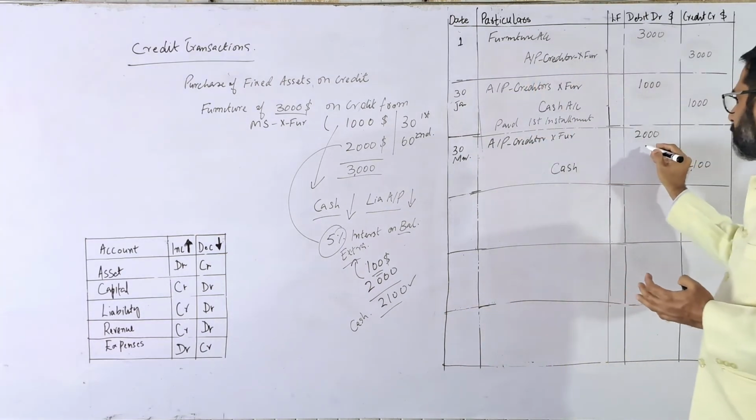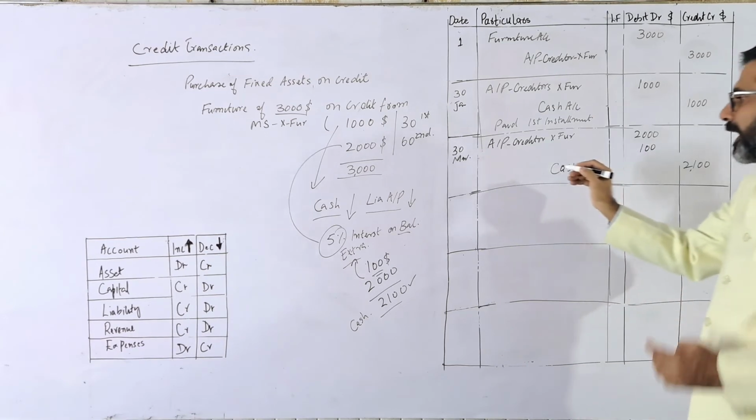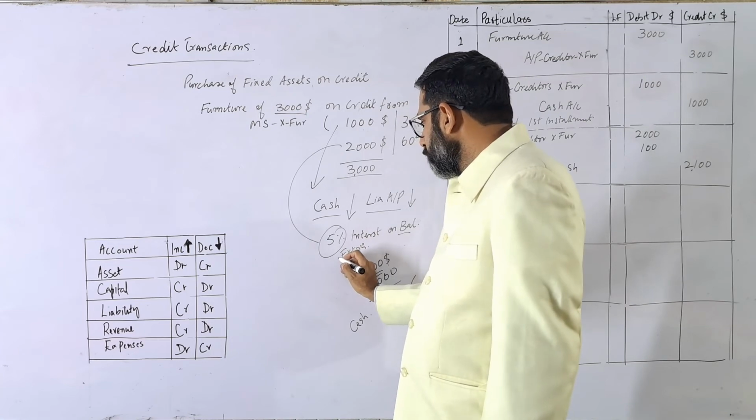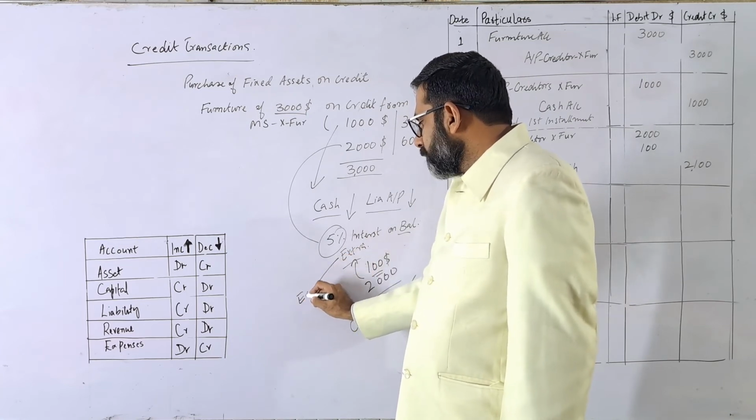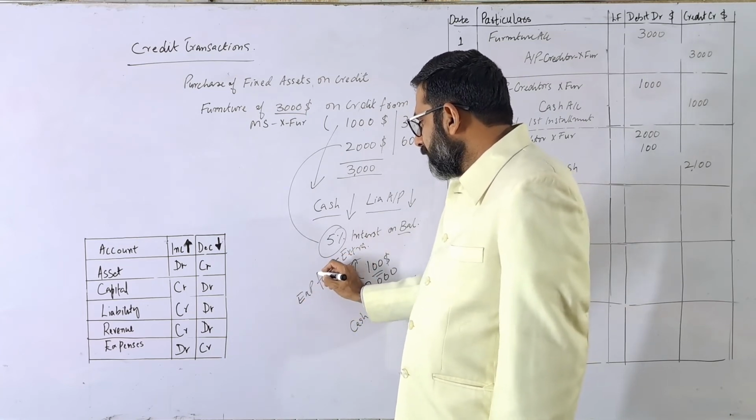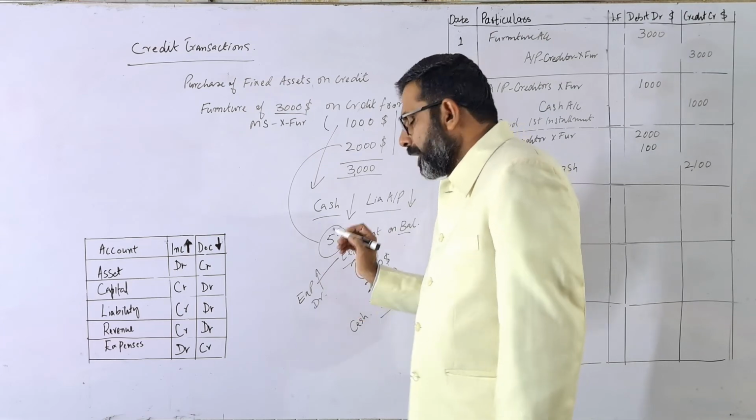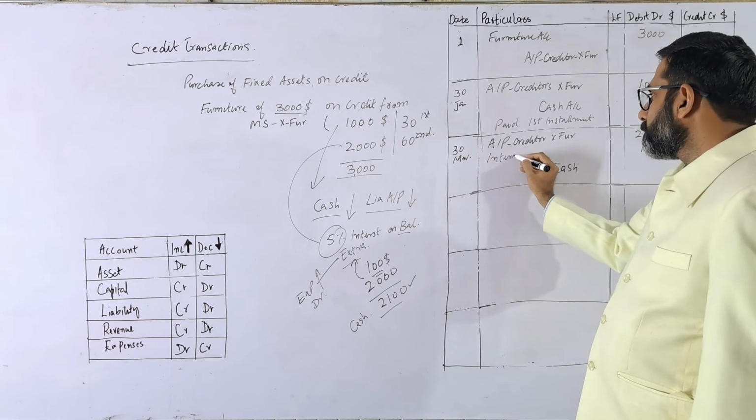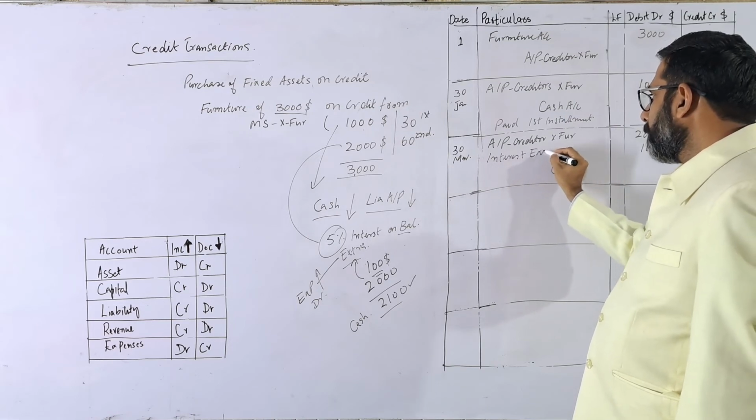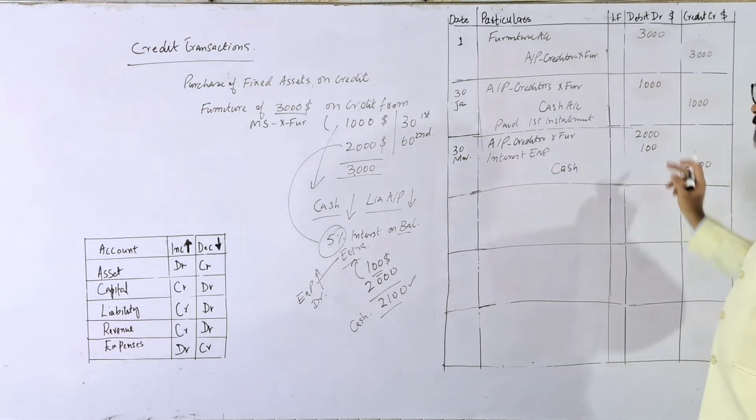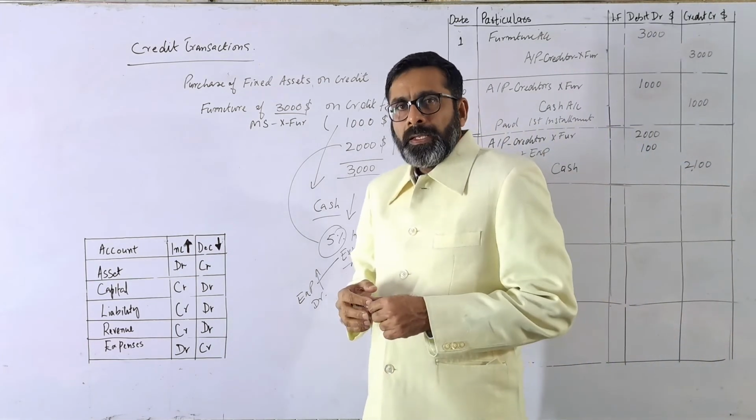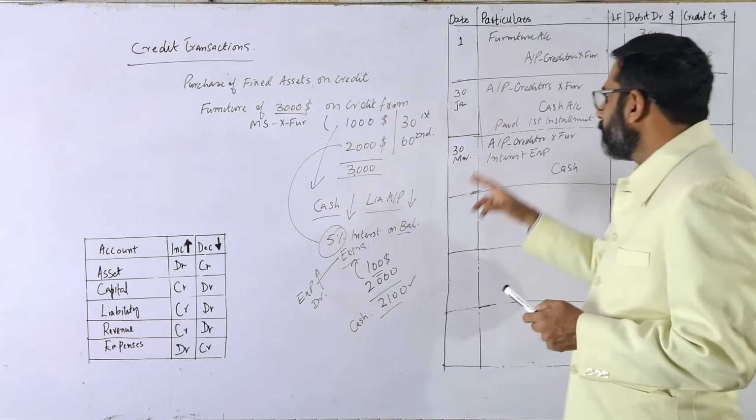So the difference is what? That is the $100, because this is the 5% interest, or the extra amount. So this is the expense for the business, and an expense increase is also a debit. So we will write here as interest expense, how much? $100.